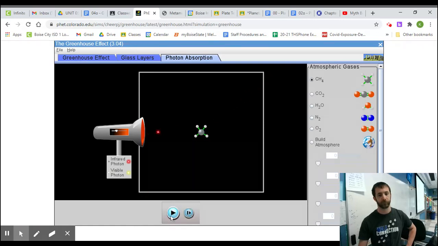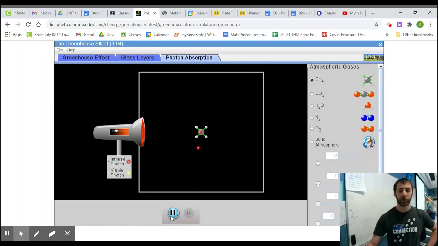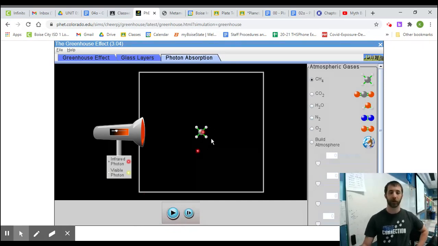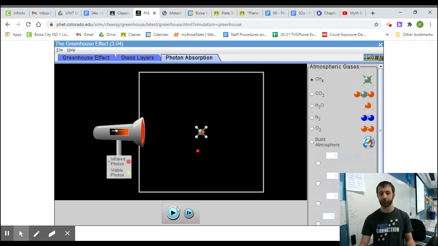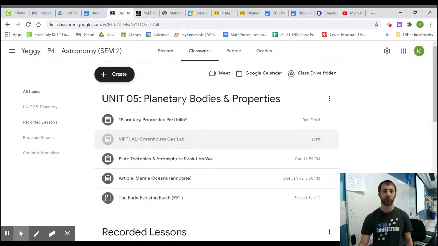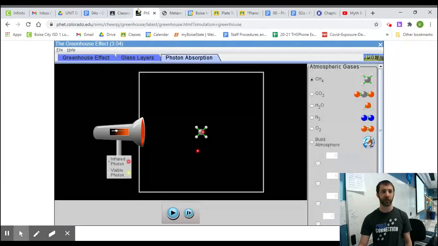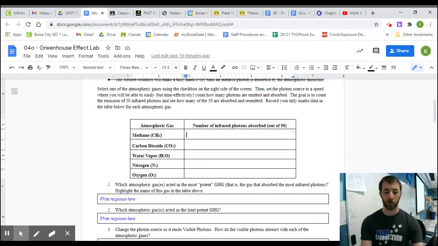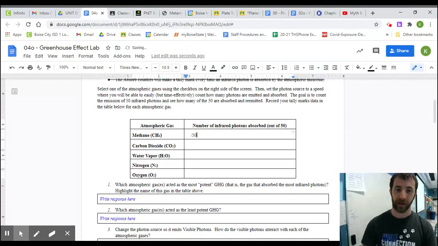And that was our last one, not this one that's passing through, but the one before. That was our last one. So how many did you get out of 50? Take that number, and in your table, you're going to put however many out of 50.